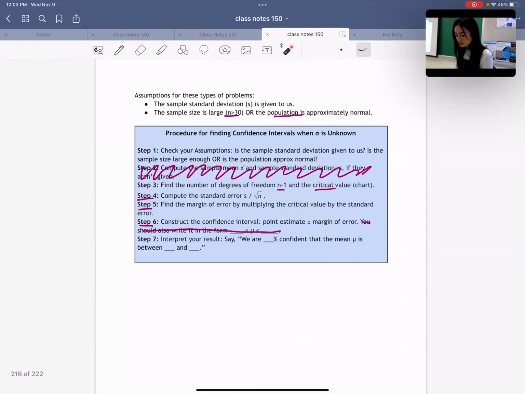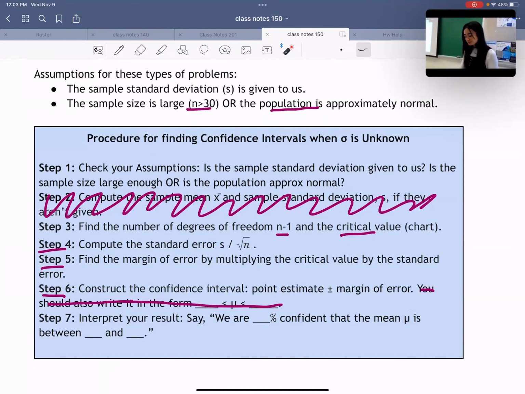And then finally we got to this procedure. I took out step 2 because I'm never going to ask you to actually find the sample mean and the sample standard deviation, because that just takes a lot of work. But you're going to check your assumptions. The assumptions are now we're looking if S is given, and we're also looking if the sample size is big or the population is approximately normal.